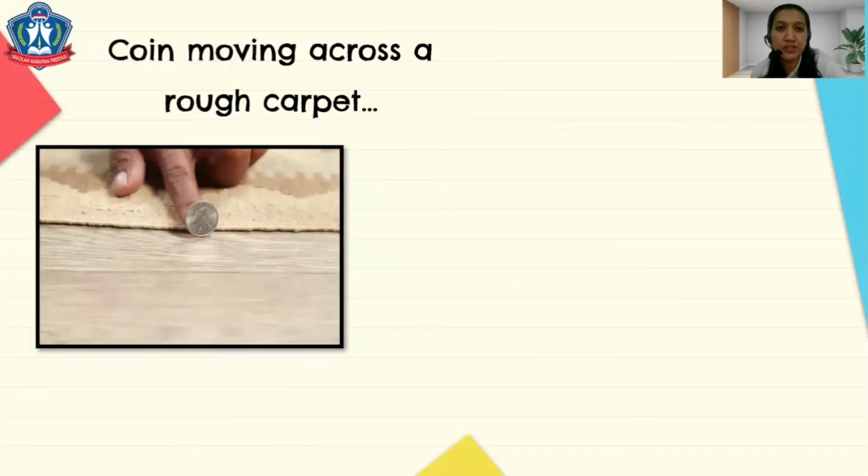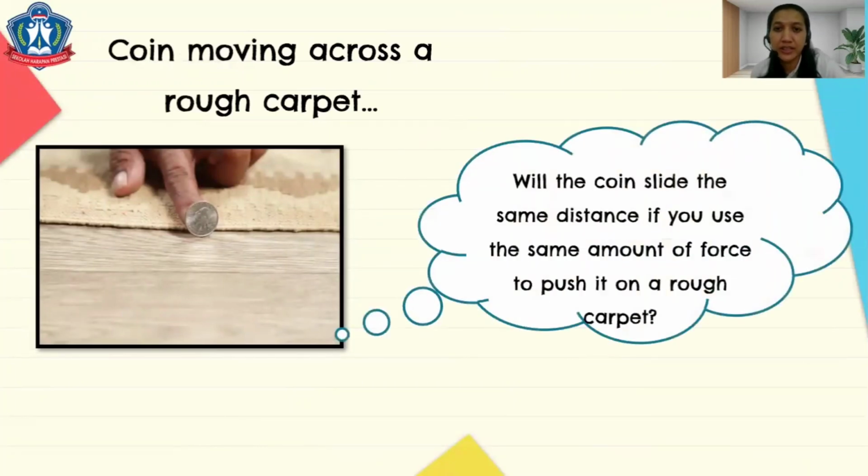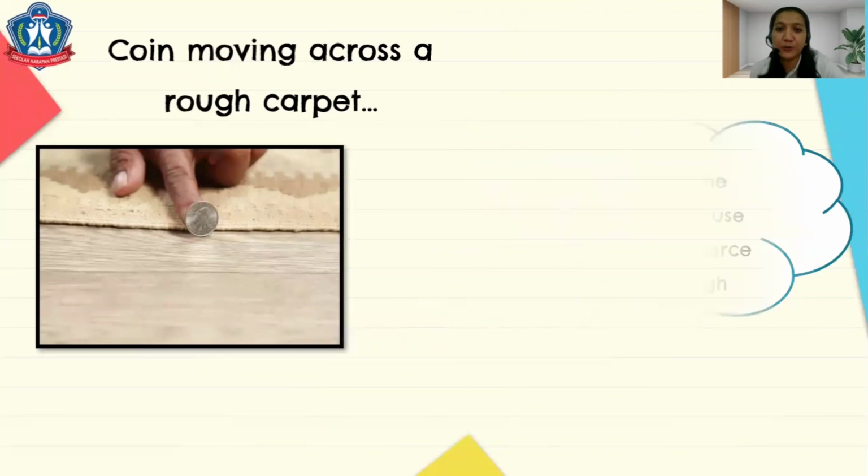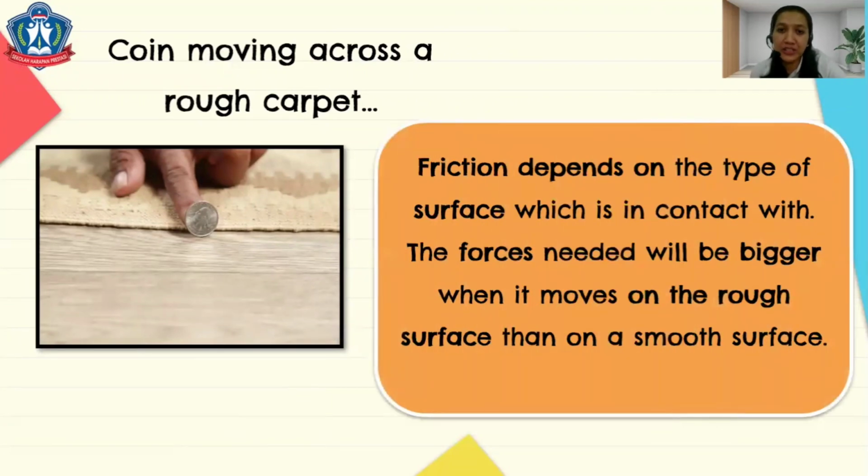Coin moving across a rough carpet. So, will the coin slide the same distance if you use the same amount of force to push it on a rough carpet? No. So, friction depends on the type of surface which is in contact. The force needed will be bigger when it moves on a rough surface than on a smooth surface.